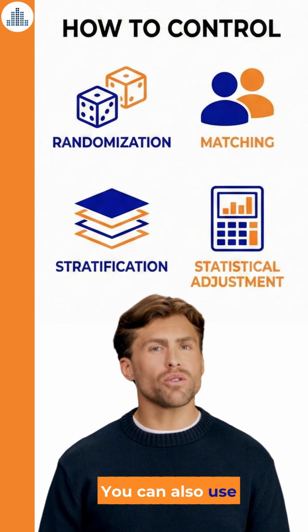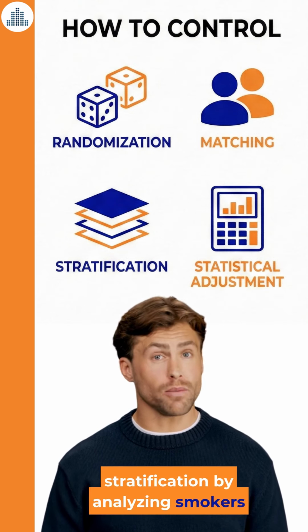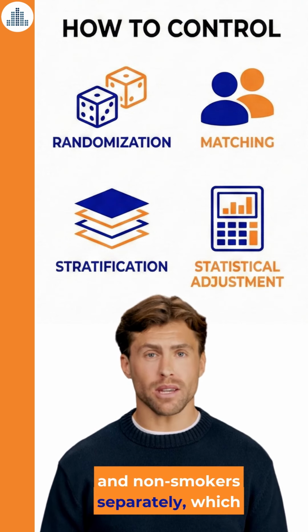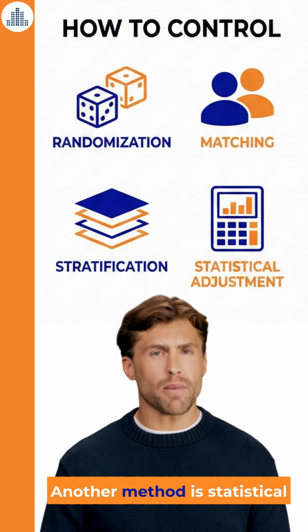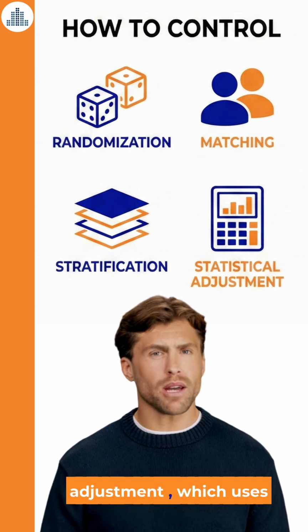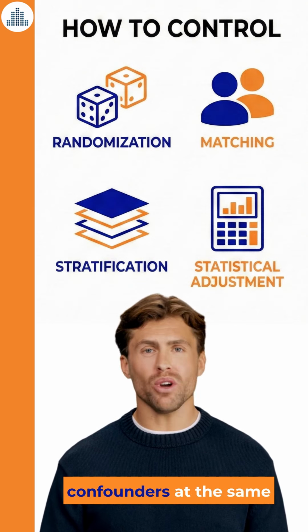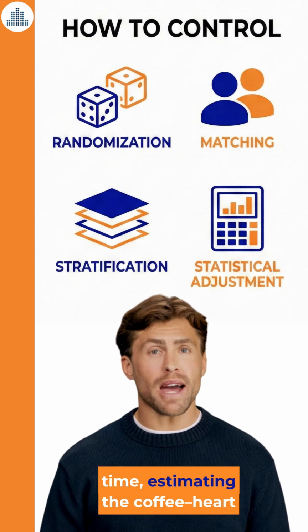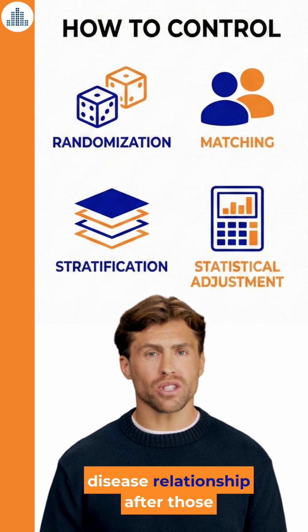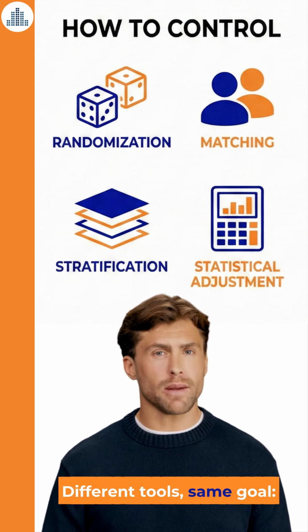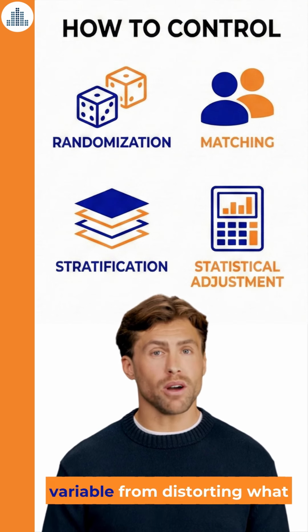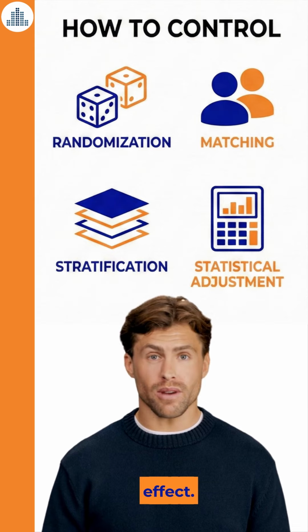You can also use stratification by analyzing smokers and non-smokers separately, which keeps the comparisons within more homogeneous groups. Another method is statistical adjustment, which uses models to account for confounders at the same time, estimating the coffee-heart disease relationship after those influences are held constant. Different tools, same goal: prevent the hidden third variable from distorting what looks like cause and effect.